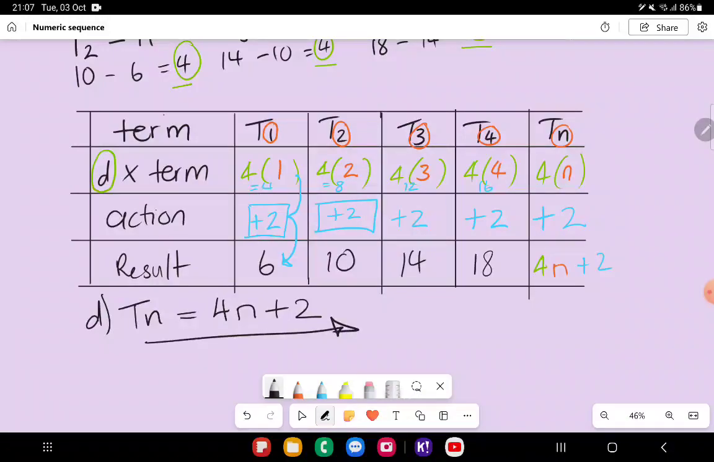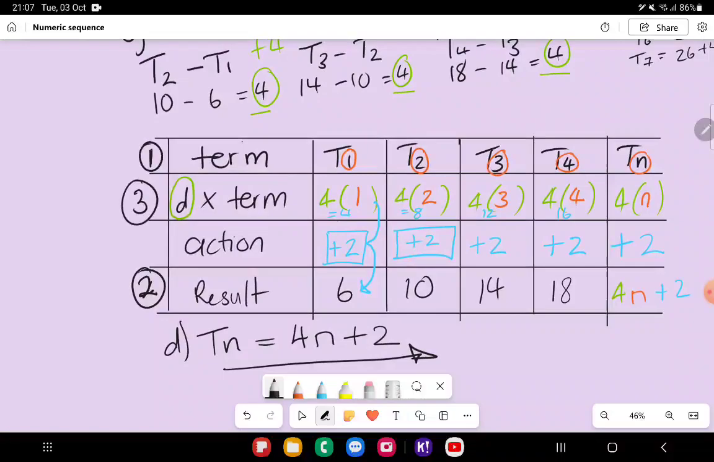Let's just review quickly. What did we do? We created the table. You fill in the first row and the last row, which is given from the question. Then you fill in the difference times the term, because you got the difference by saying term 2 minus term 1, term 3 minus term 2. You have to do it more than once. Twice is enough, just to make sure that the difference is the same. And then lastly, you calculated the action in order to get the result. You populated the table, and finally you get your result at the bottom right hand corner.